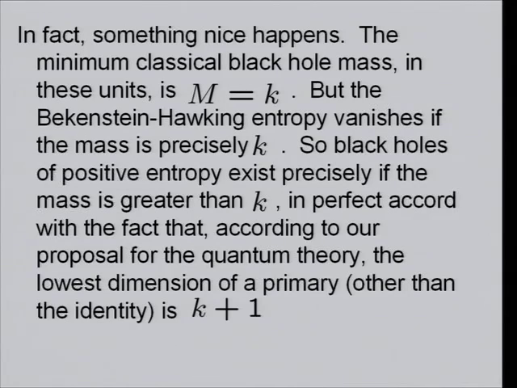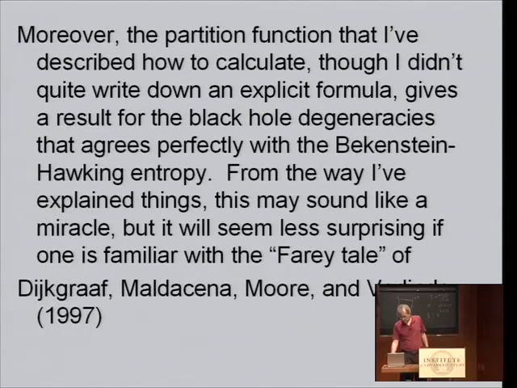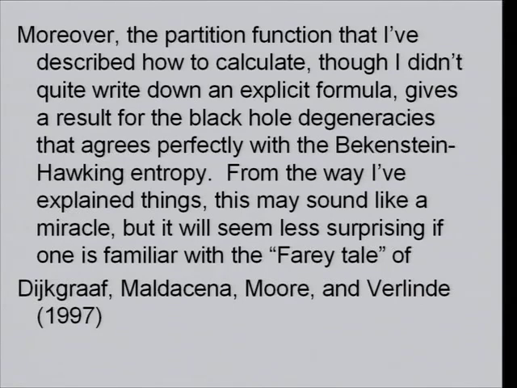We didn't put in the minimum mass of a black hole, but we kind of got it out with a little sleight of hand. And the partition function that I've described how to calculate, though I didn't really write down a formula, gives a result for black hole degeneracies that agrees perfectly with the Bekenstein-Hawking entropy. This may sound like a miracle, but it wouldn't be if you're familiar with the fairy tale of Dijkgraaf, Maldacena, Moore, and Verlinde.